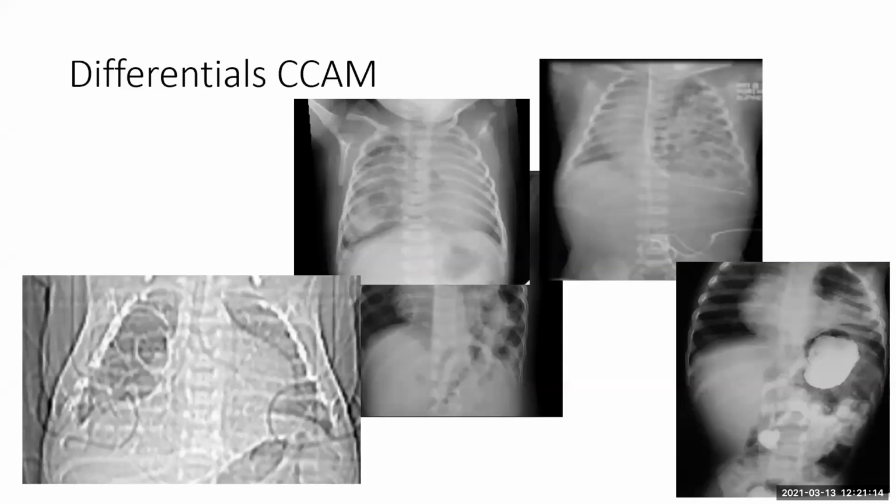The differentials are, this is another CCAM, diaphragmatic hernia, no bowel in the abdomen. And you can also say that these cases of diaphragmatic hernia are associated with chromosomal abnormalities and cardiac abnormalities, and we would assess for that. Then this is another diaphragmatic hernia.